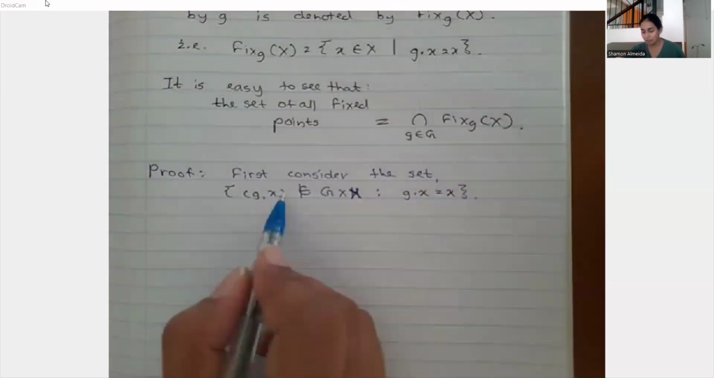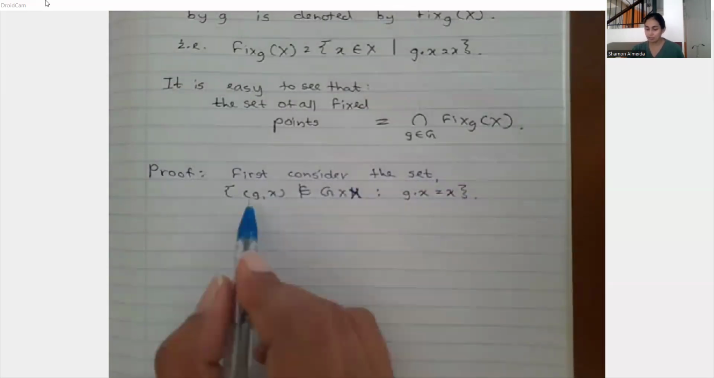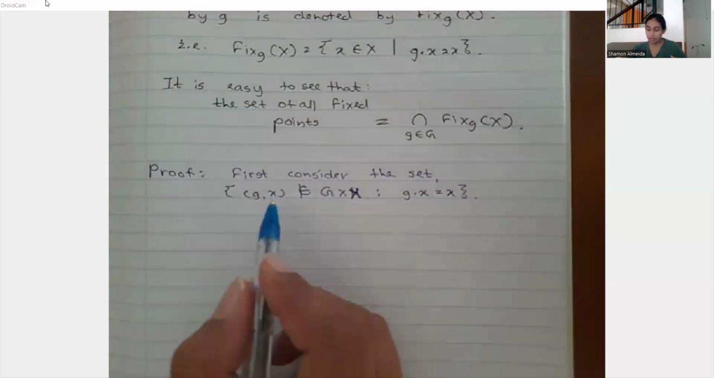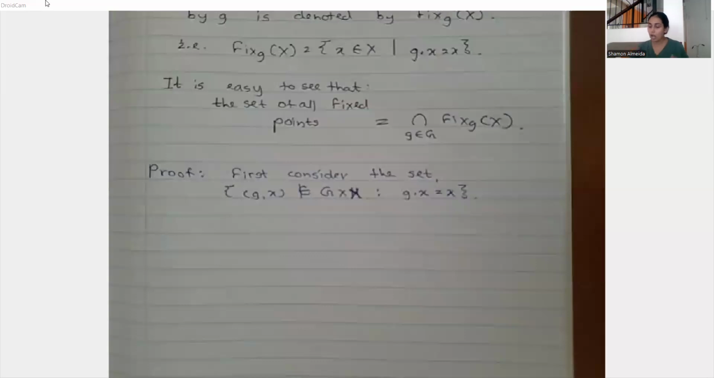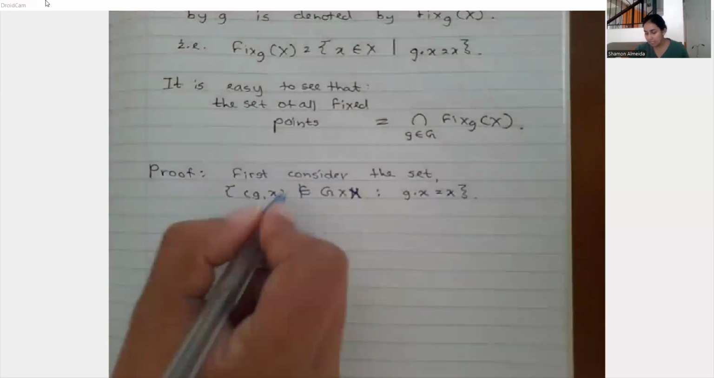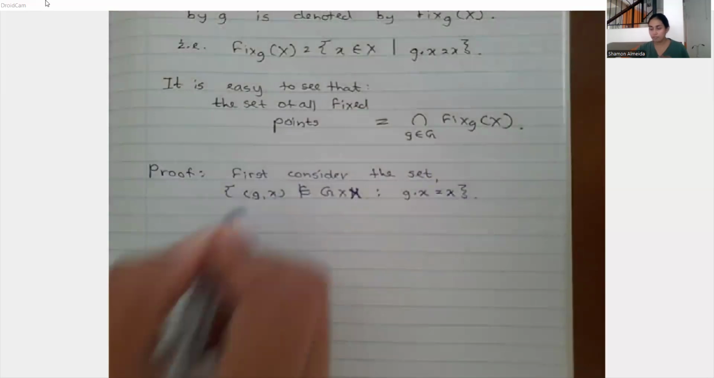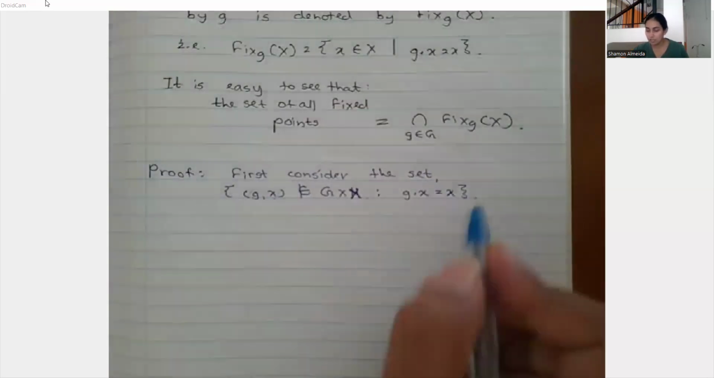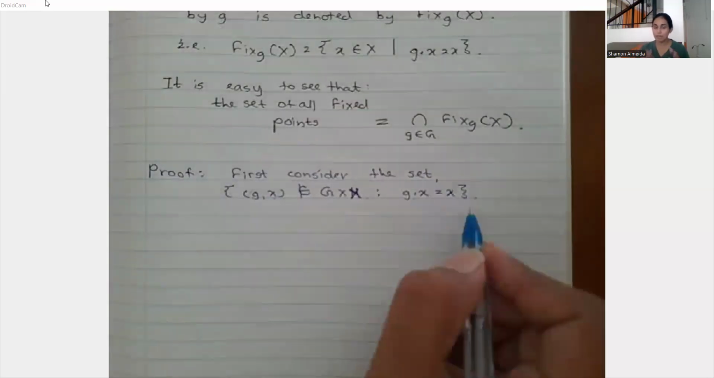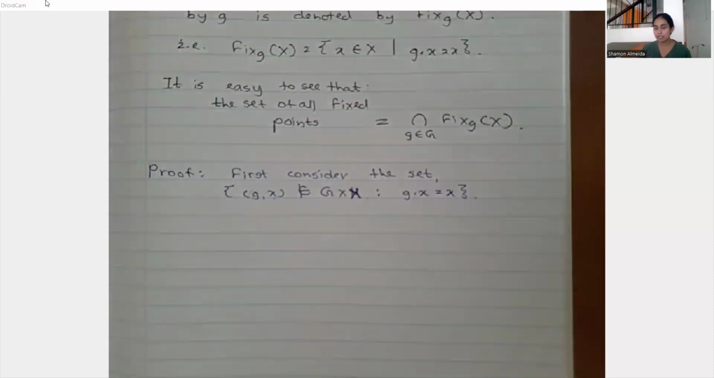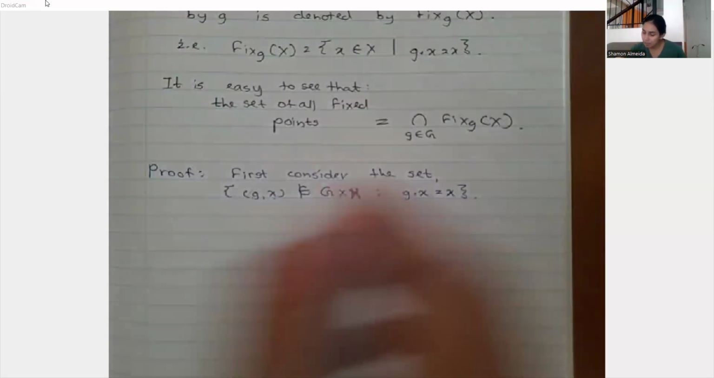Elements are of this form: the first component comes from the group, and the second component comes from the set X. How do we pick these pairs? We pick the pairs so that this particular element g fixes whatever element you take from the set X. In other words, g dot x is equal to x. We pick the pairs (g, x) such that g dot x is equal to x, where g fixes x.